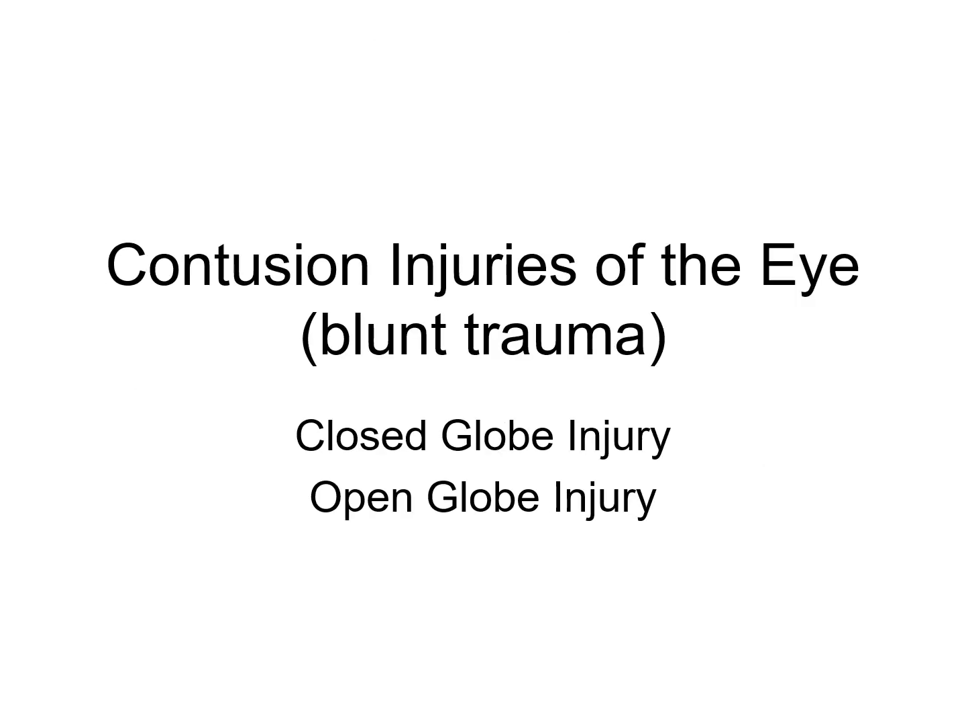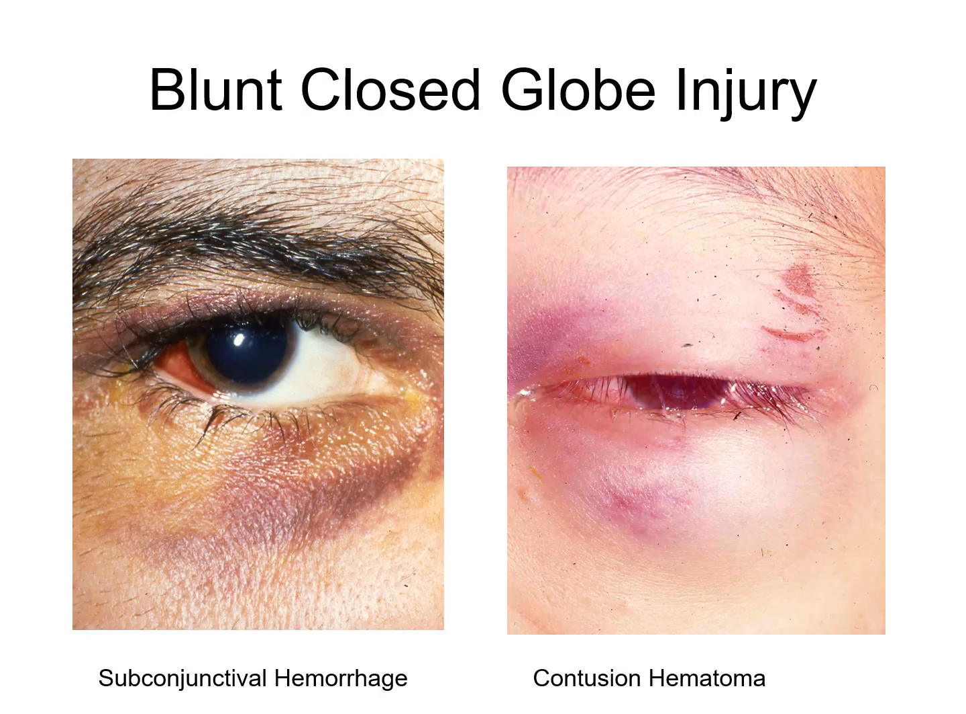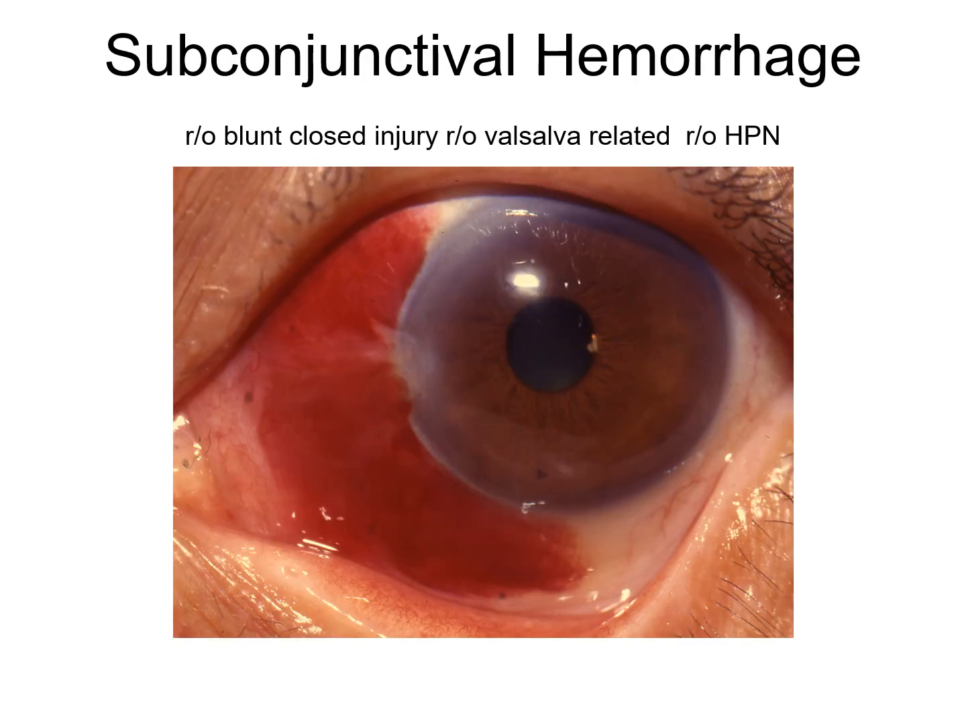Contusion injuries of the eye may be due to open or closed globe and may present with subconjunctival hemorrhage as discussed or contusion hematomas. It is important to assess for the nature of the injury, if it was high velocity or low velocity, and the presence of associated symptoms that may reveal retinal detachment, such as the presence of floaters, metamorphopsia, or flashes of light or photopsias. This was previously discussed a while ago.